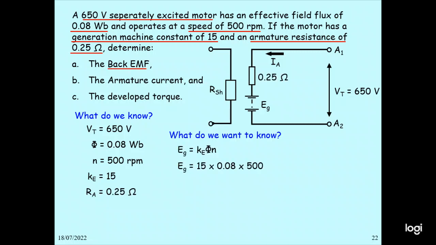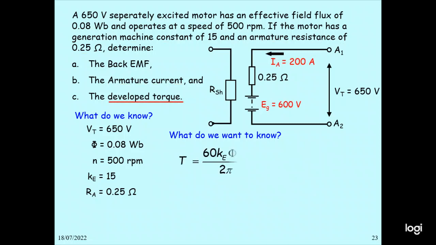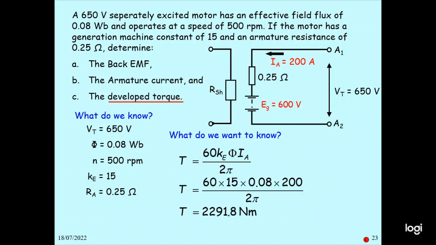What do we want to know is that Eg equals Ke φ N, so 15 times 0.08 times 500, Eg equals 300 volt. Ia equals (Vd minus Eg) divided by Ra, equals (350 minus 300) divided by 0.25, you get 200 ampere. The torque developed: torque is 60 Ke φ Ia by 2π, so 60 times 15 times 0.08 times 200 divided by 2π, you get 2291.8 Newton meter. Then you have to do the practical exercise.